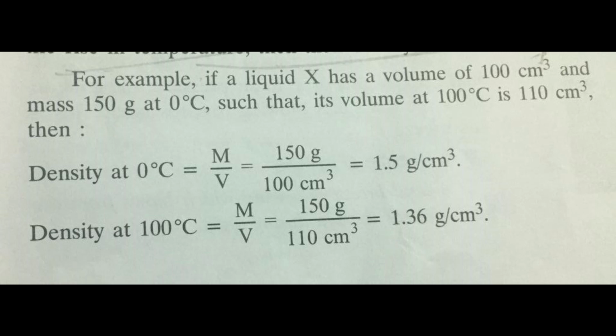Now we can see, children, when the volume is increasing, volume is more, density is decreasing. In the first case, at 0 degrees Celsius, the volume is 100 cubic centimeter and the density is how much? 1.5 gram per cubic centimeter. But when the volume is increasing, that is 110 cubic centimeter, the density is decreasing from 1.5 gram per cubic centimeter to 1.36 gram per cubic centimeter. I hope this is clear to you all.